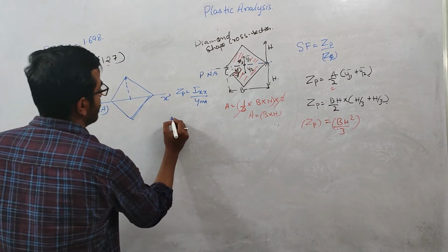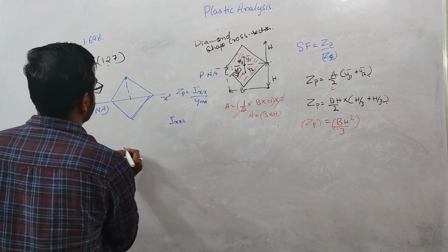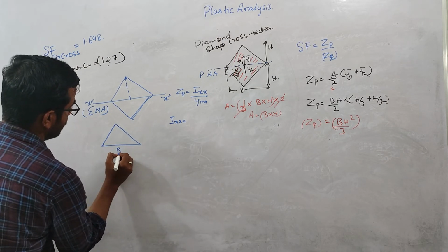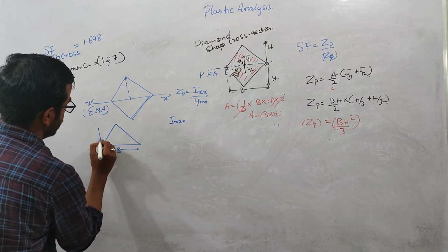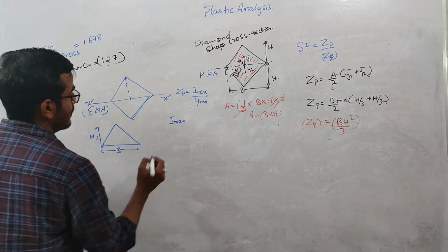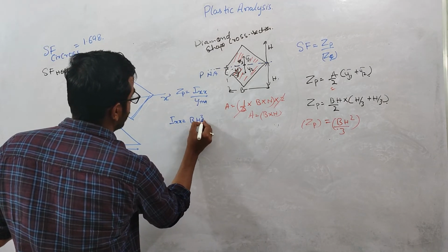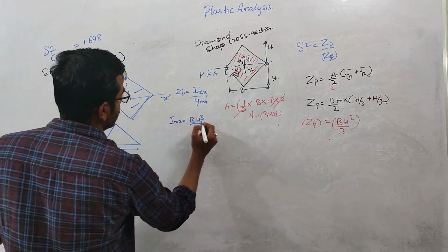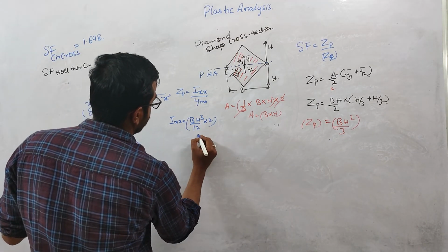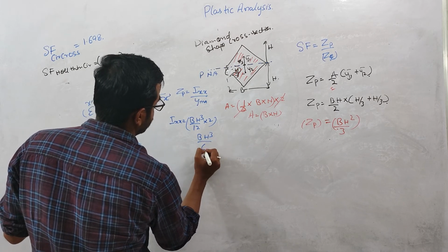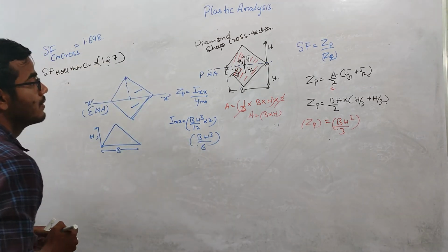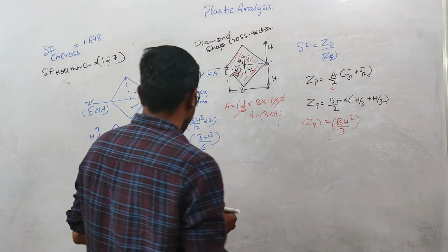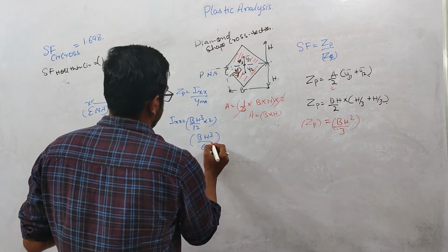So the I value will be the second moment of area about this axis. Let us suppose this is b and this is h. It is bh cube over 12. Since there are two cross sections, one this and one this, it is multiplied by 2. So it is bh cube by 6, right?